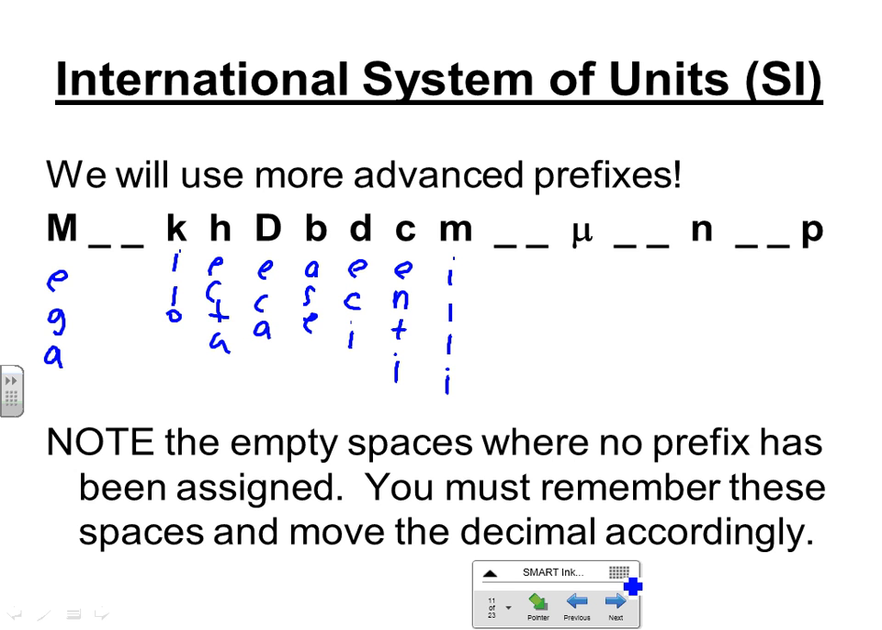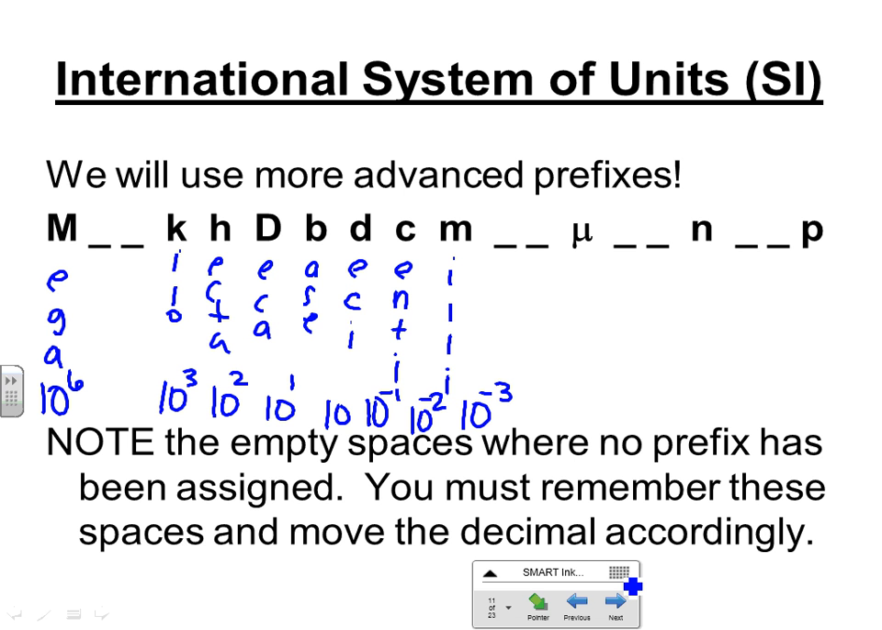and this is 10 to the 6th. Kilos are 10 to the 3rd. Hecta is 10 to the 2nd. Deca is 10 to the 1st. Base is just a base of 10. Deci is 10 to the negative 1. Centi is 10 to the negative 2. Milli is 10 to the negative 3, because there's like 1,000 milliliters in 1 liter. That's why those values are there.